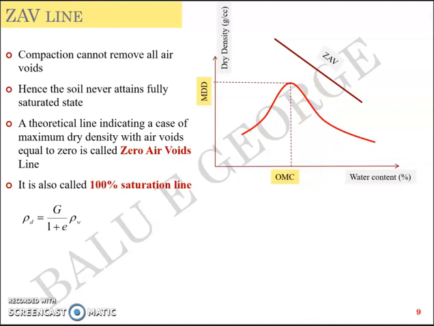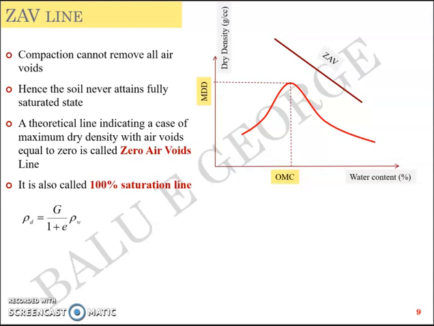Now you know the famous equation rho d, which is G by 1 plus e into rho w, which is nothing but the equation that gives S equal to 0, right? Once you have (G plus Se) by (1 plus e) into gamma w rho w, if you substitute degree of saturation S equal to 0, what you get is G by 1 plus e into rho w.